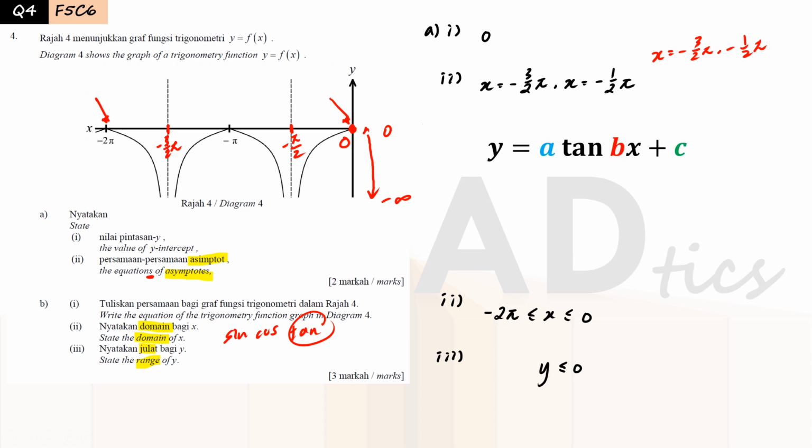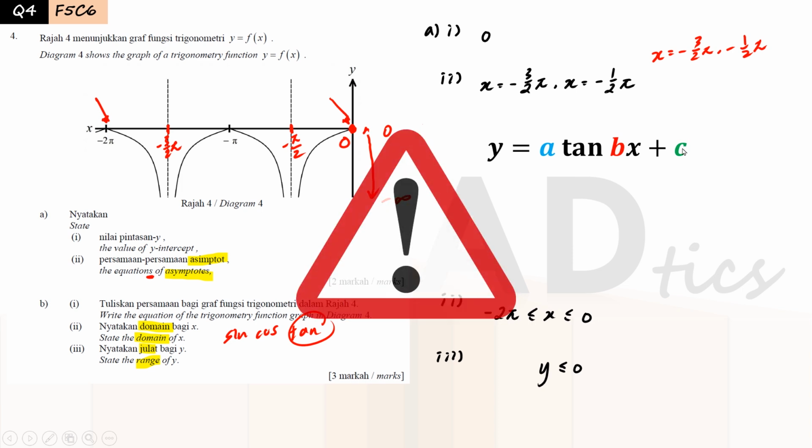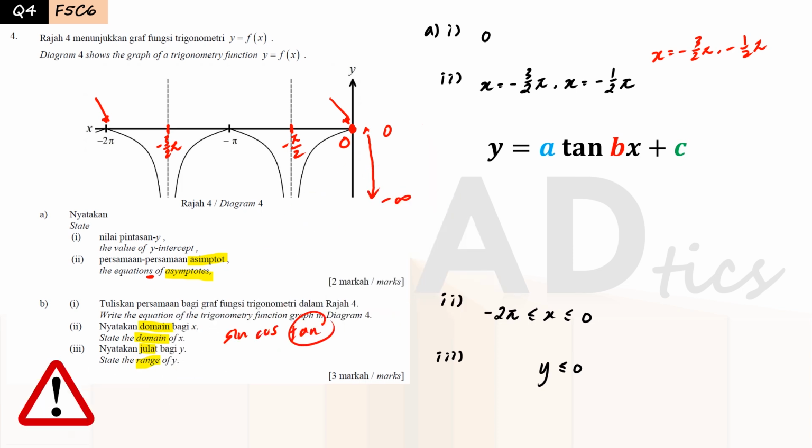So now what we need to do is to identify the values of A, B, and C. But before that, we need to know what A, B, and C represent first, right? Before I explain, I will explain it in this sequence: B, A, C. For B, it is actually representing the number of cycles within 360 degrees.